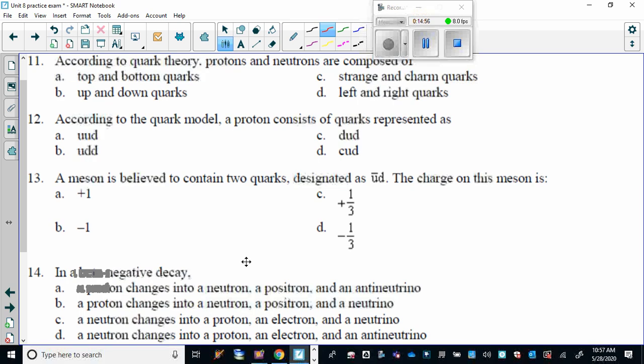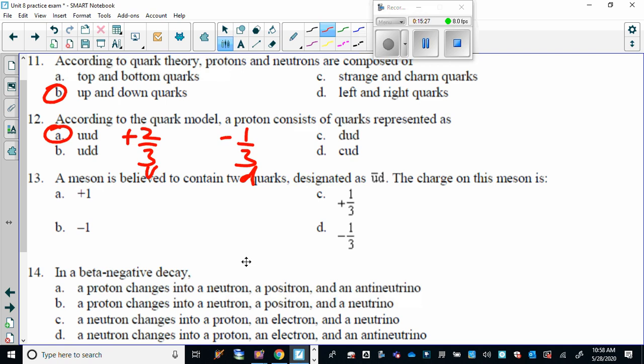According to quark theory, protons and neutrons are composed of up and down quarks. Just a simple knowledge question. According to the quark model, a proton is 2 ups and a down. Remember, an up is positive 2/3 of the elementary charge, and a down is negative 1/3. So 2 ups and a down will make a total of positive 1 for a proton.